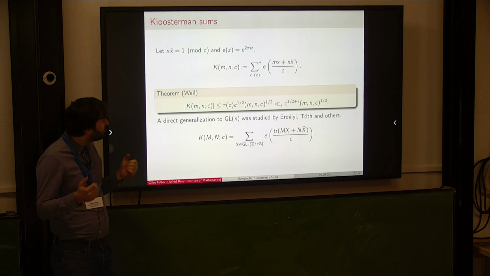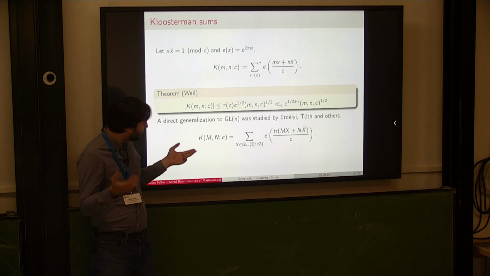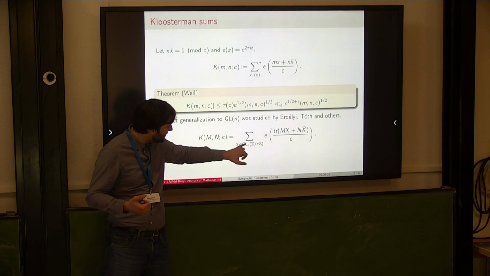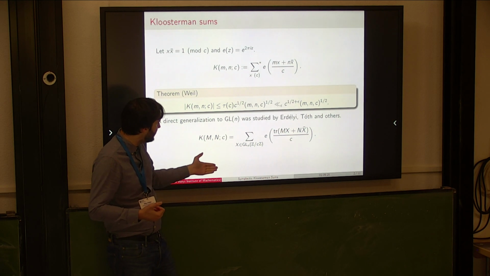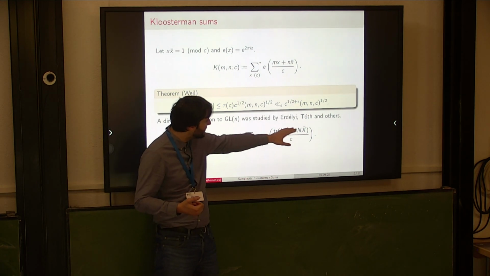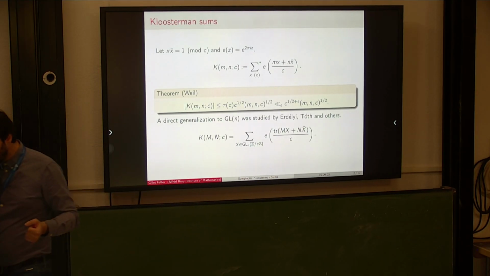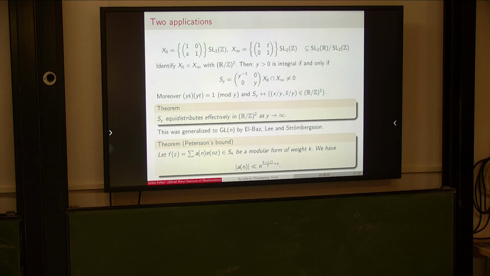If we want to generalize this, there is an obvious generalization to GL_n that was studied by Erdélyi, Tóth and others, where you consider X, a matrix this time, in GL_n(Z mod cZ), and then you can compute e(trace(MX + N X bar)/c). And this Kloosterman sum appears in applications.